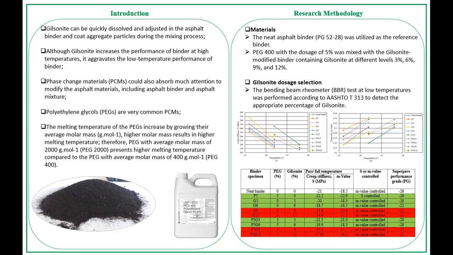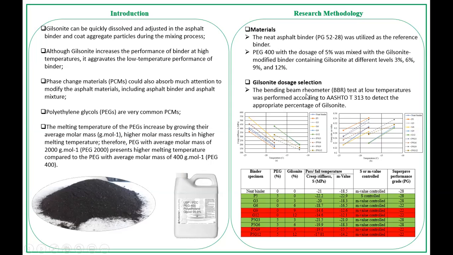As PCM, we use polyethylene glycol, PEG 400. And for the neat binder, we use binder with performance grade of 58-28. We used PEG 400 with a dosage of 5% and Gilsonite with a dosage of 3, 6, 9, and 12%.